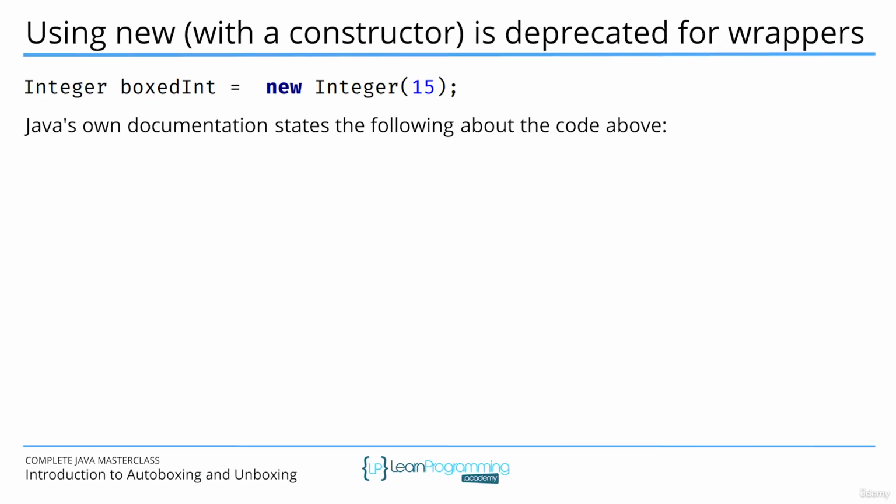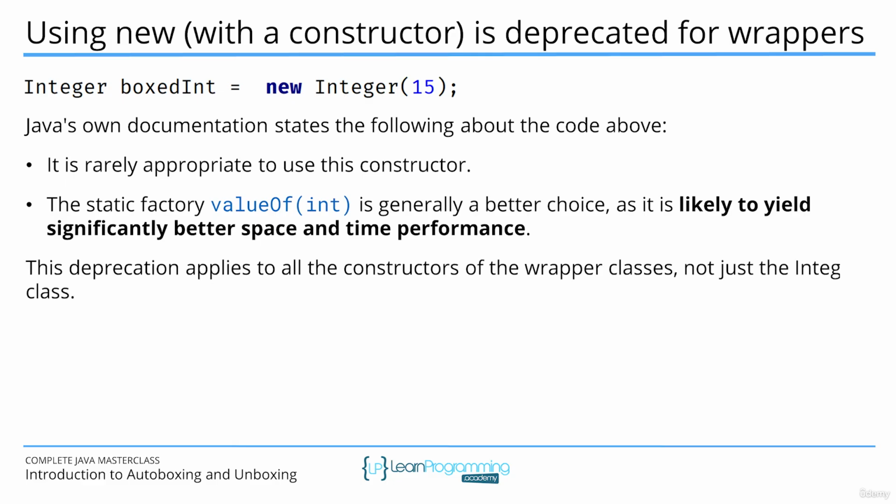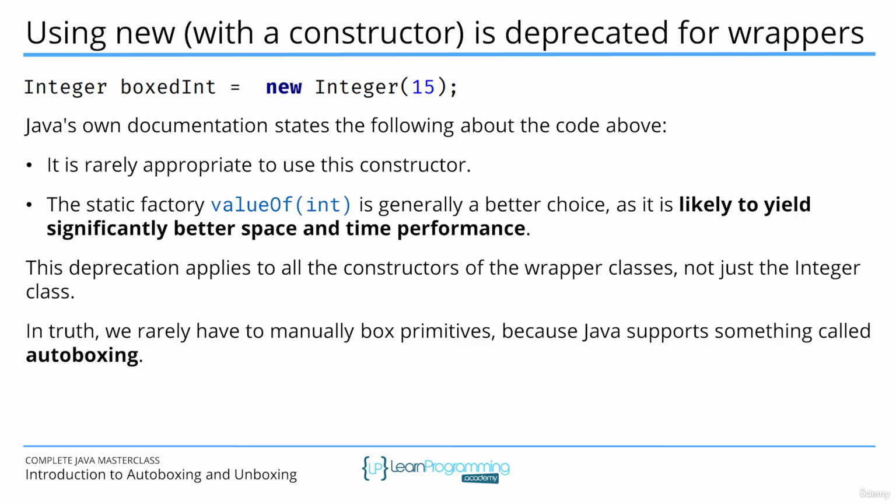Java's own documentation states the following about the code above. It is rarely appropriate to use this constructor. The static factory valueOf(int) is generally a better choice, as it is likely to yield significantly better space and time performance. This deprecation applies to all the constructors of the wrapper classes, not just the Integer class. In truth, we rarely have to manually box primitives because Java supports something called autoboxing.